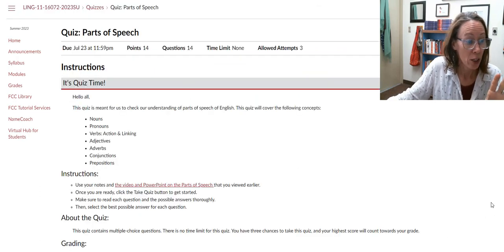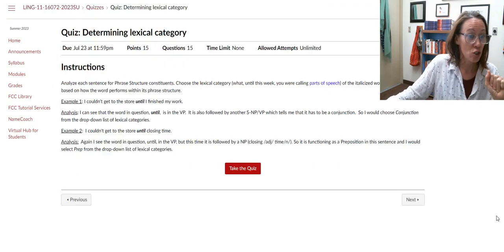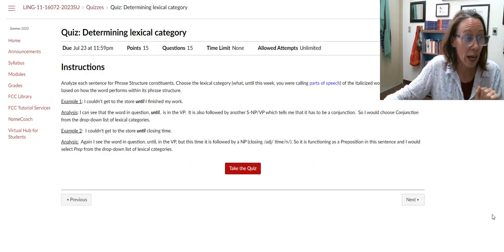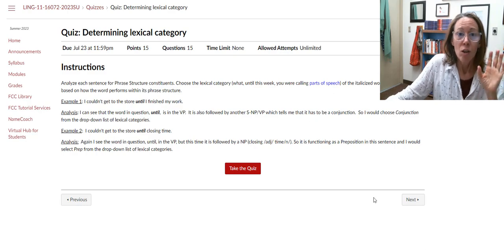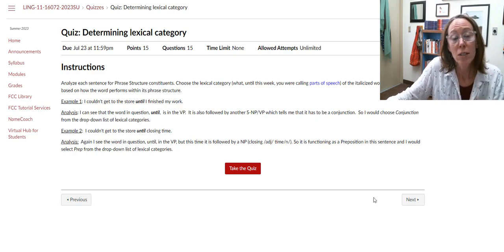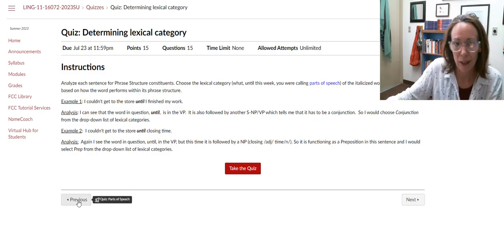Okay, so here's the quiz, and then the next one is determining the lexical category. Lexical category is just another way to say parts of speech. So this quiz is also going to be asking you about the materials that you looked at in the PowerPoint that is a couple of clicks back. Again, have that PowerPoint up and handy while you're taking the quiz.